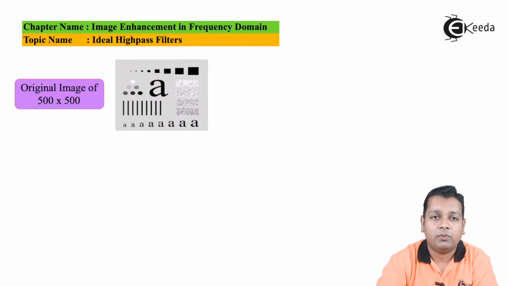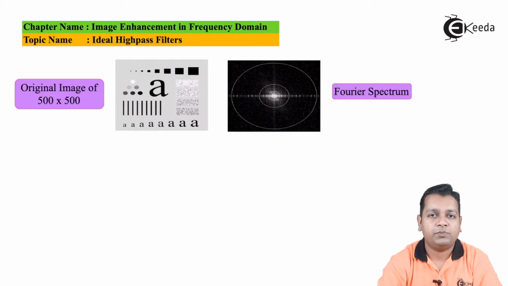Next, if we take the example of the original image of dimensions 500 by 500 pixels, again we take the same kind of image having the circles with variations of the intensity values, and the rectangles represented by the black color with various dimensions. The font size has also been increased for the letters represented on the bottom line, along with the vertical bars and the rectangles containing some granular type of noise. If you take the frequency spectrum, this will be the image here. So here we have the Fourier spectrum for the original image.